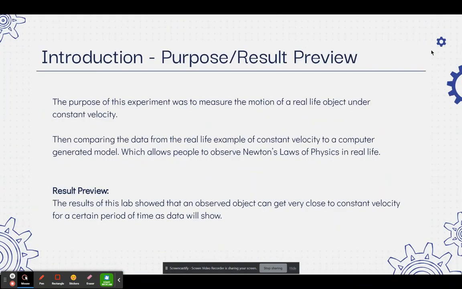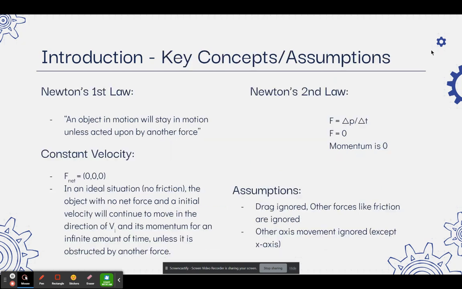And in this lab, the purpose of this experiment was to measure the motion of a real-life object under a constant velocity, then comparing that data to a computer-generated model. This allows people to observe Newton's laws of physics in real life. A result preview is that it will show the observed object can get very close to constant velocity for a certain amount of time, as the data will show.